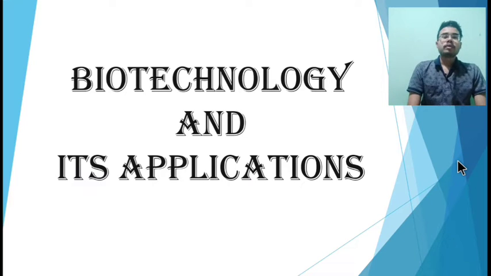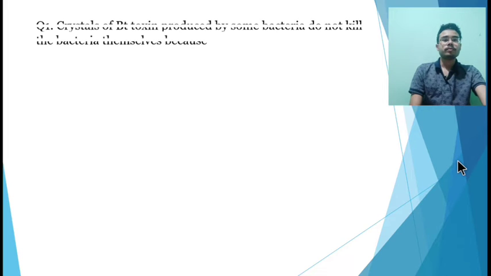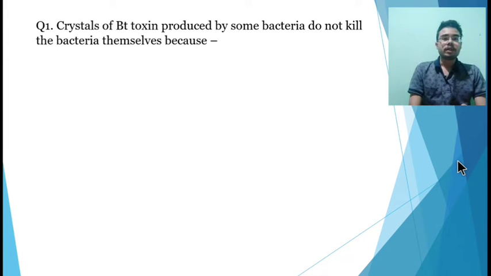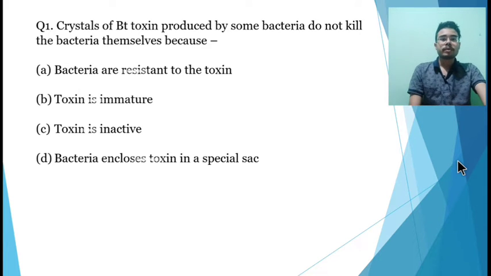Hello everyone. Today I will discuss the solutions of some questions taken from the chapter Biotechnology and its application from NCERT class 12 biology. Let's move to the first question. Crystals of Bt toxin produced by some bacteria do not kill the bacteria themselves because the options are given below.